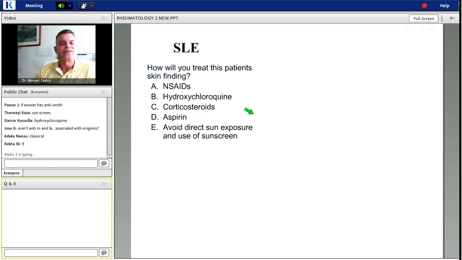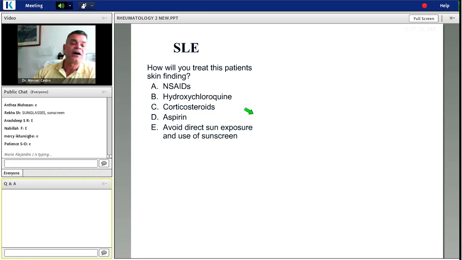Okay, let's see. How are we going to treat the skin findings? What does she have? She had this rash that occurred on sun-exposed areas, right? So we have a couple of people saying corticosteroid for a rash. Not necessarily. Or hydroxychloroquine. Hydroxychloroquine is good for the malar rash. But she doesn't have a malar rash. She has a photosensitivity rash. When she goes to the sun, she gets this rash. So how should you treat that? Avoid direct sun exposure and use sunscreen. Absolutely. Use sunscreen for these patients, right?